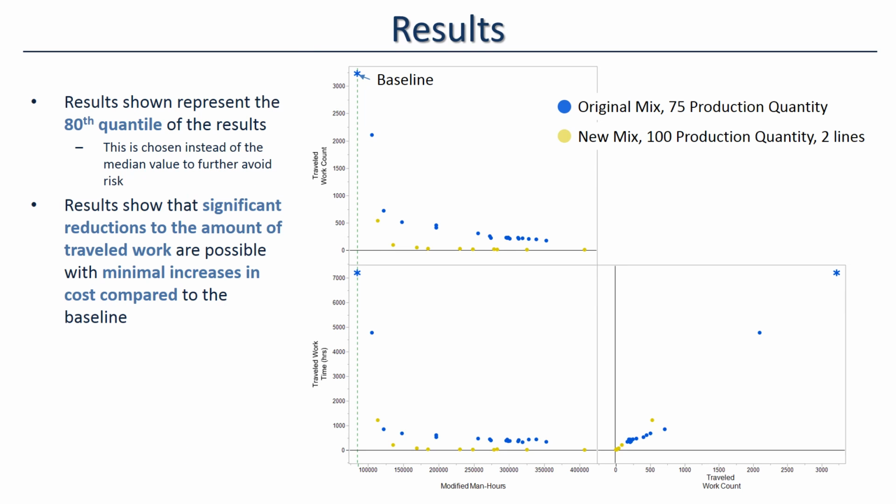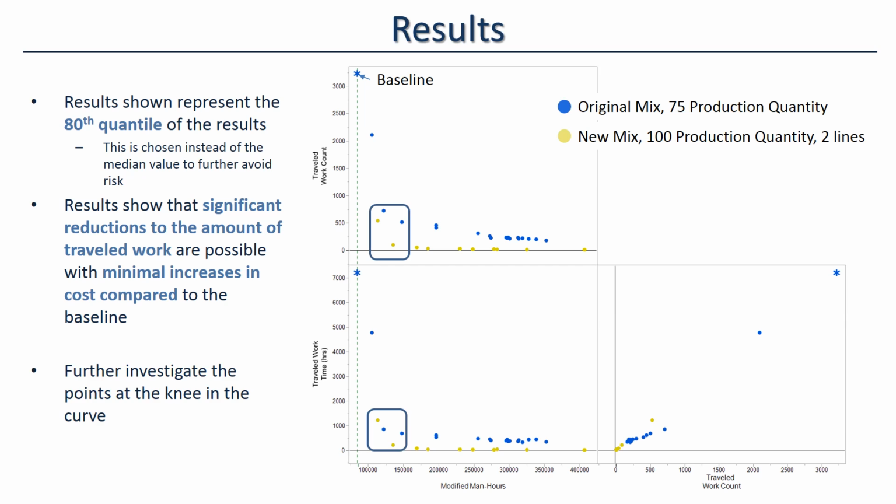Okay, so here we're presenting the results from our optimization experiment, and we're presenting the 80th quantile of the results to help us reduce risk. On the y-axis, we've plotted our traveled work and traveled work time against our modified man hours. And we really see that we can reduce the amount of traveled work with minimal increases in cost compared to the baseline. For further analysis, we're going to look at the points in the knee of the curve.